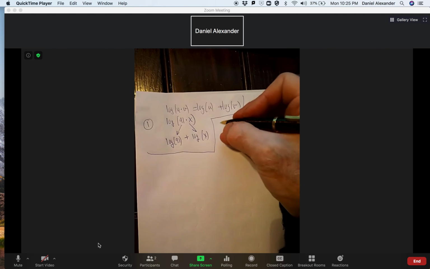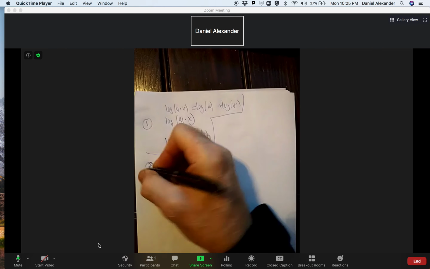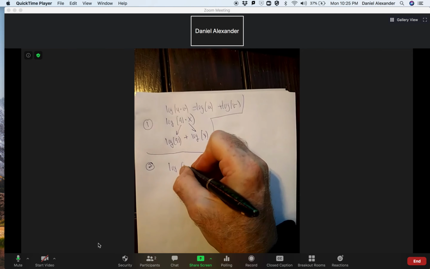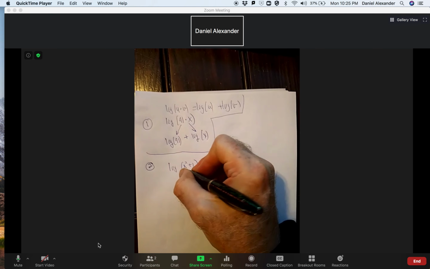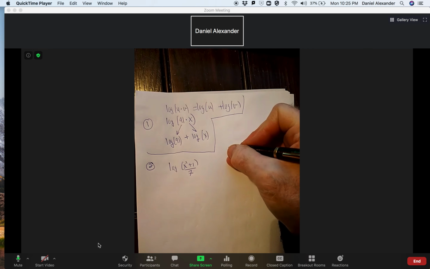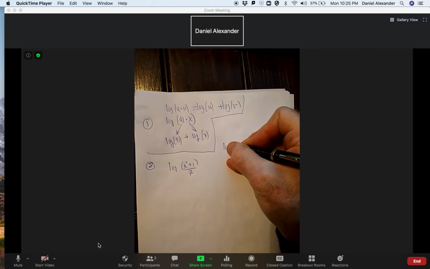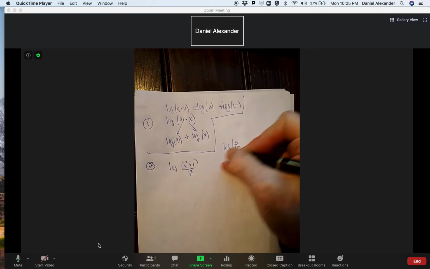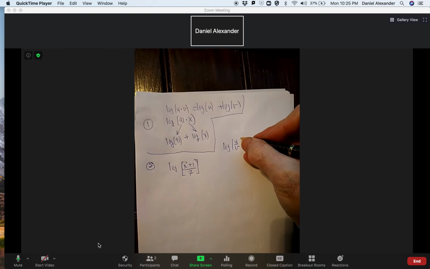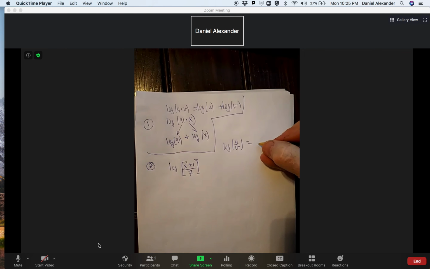So the second one. The second problem is the log of x squared plus 1 divided by 7. And the rule I'm going to use is this rule. Log of u divided by v. That's my u, that's my v. And again, when you divide powers, you subtract the exponents. So that's the formula I'm going to use.